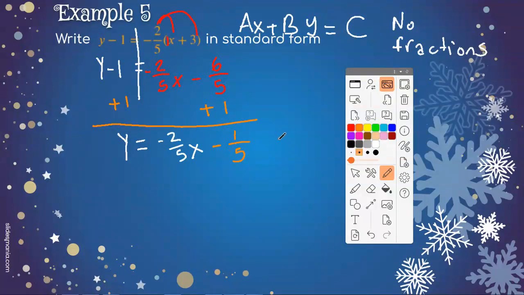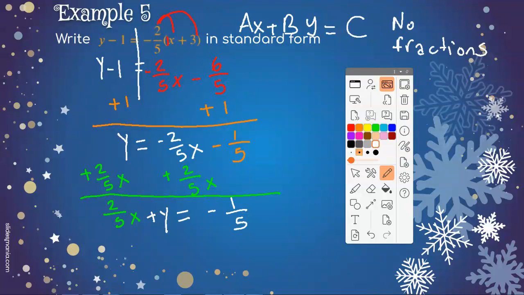All right, we've got 2 more steps and we're done. So the next step, we want to bring this x over. So we're going to do plus 2 over 5x to both sides. So now I'm going to have 2 over 5x. And it really is just bringing it over to the other side. Plus y equals negative 1/5. All right, we're almost there because I've got x and y on the left.